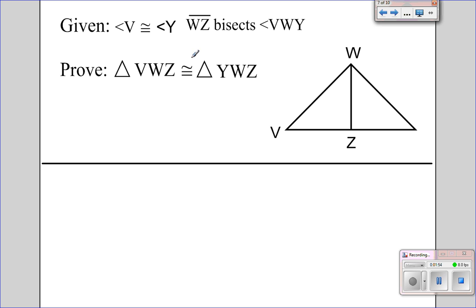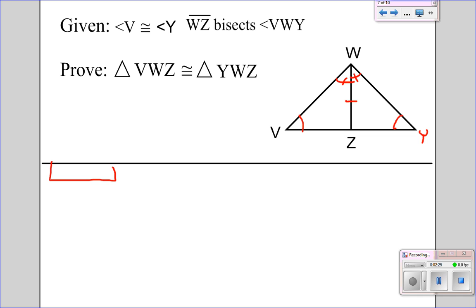All right, let's mark the picture. Angle V is congruent to angle Y. Sorry, Y should be there, so that might have thrown you off. WZ bisects angle VWY, so that makes this angle congruent to this angle. And we also know from the picture that this side is congruent to itself. So, is the side between the two angles? Nope. So we've got to use angle, angle, side.